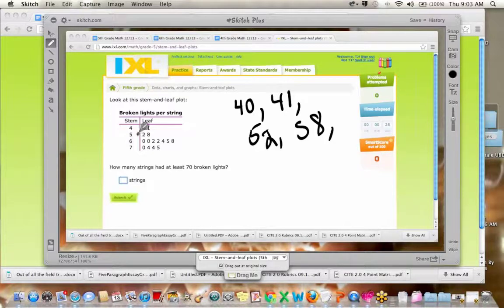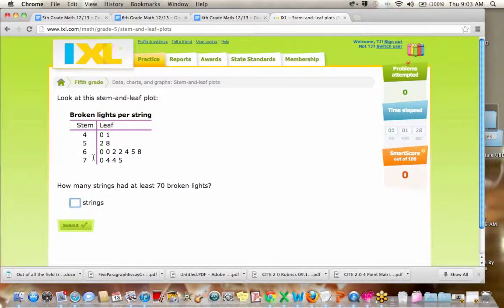And then look, this is where you have to kind of count. 2 strings of lights had 60 broken bulbs. Do you see that? Here's the 6 representing the tens position, and then the leaf is the ones position. So just asking you this question, how many strings of lights had 62 broken bulbs? So go ahead and type into the chat.